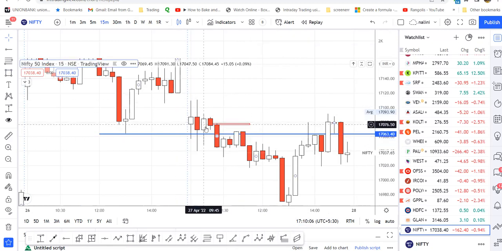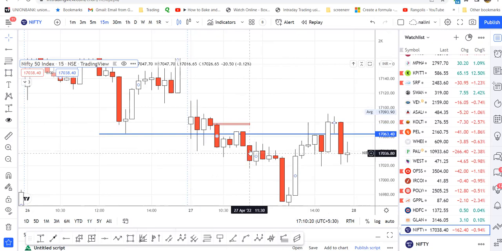So around this time, what you have to do, what is the level? This is the 17,100 level. So go for the put option buy, the 17,100 put option.